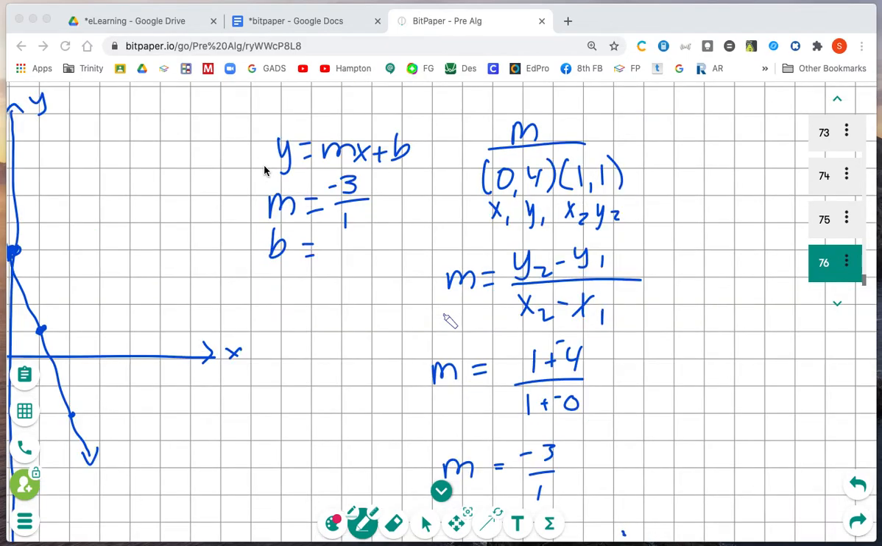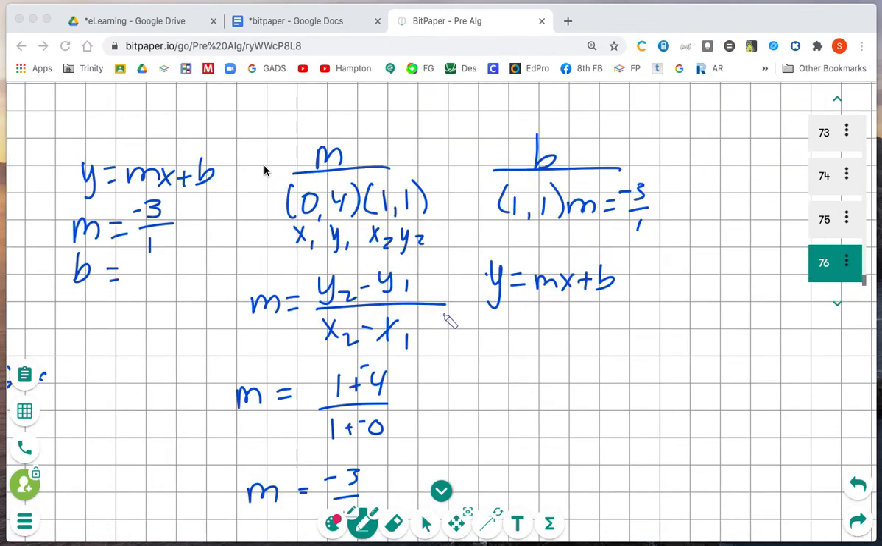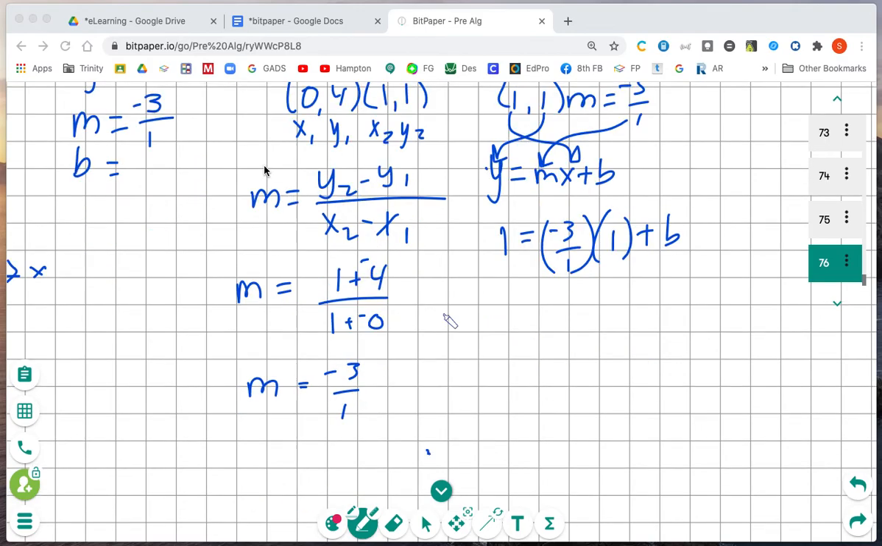And now I'm going to go ahead and find my b. So for my b, I'm going to use 1, 1. And m is equal to negative 3 over 1. Y is equal to mx plus b. My y is 1. My m is negative 3 over 1. And my x is 1. So I'm going to have 1 is equal to negative 3 over 1 times 1 plus b. 1 is equal to negative 3 plus b.